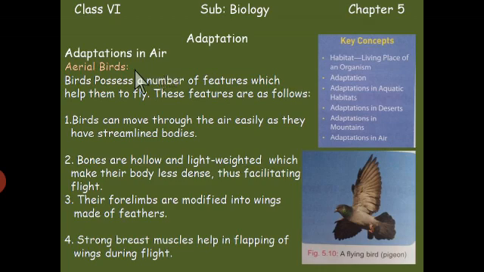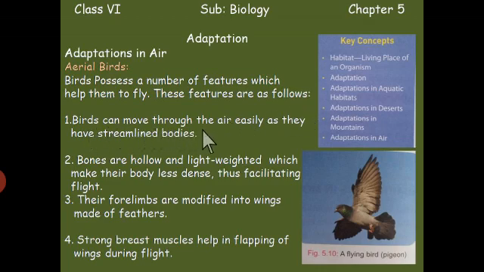Today we will discuss adaptations in animals as well as adaptations in plants. To discuss the adaptations in animals, we will discuss aerial birds, because these are the animals that show the adaptations in air. Aerial birds. Birds possess a number of features which help them to fly. These features are as follows.